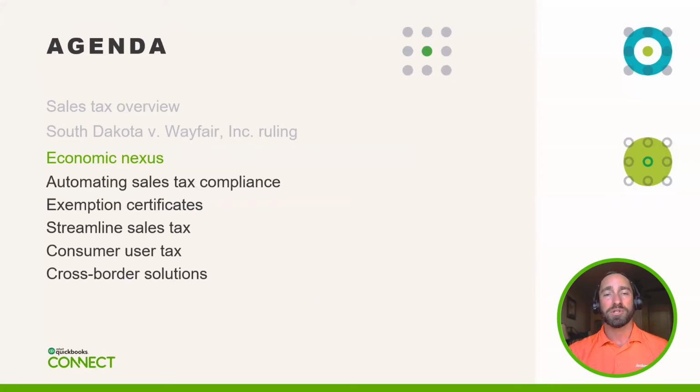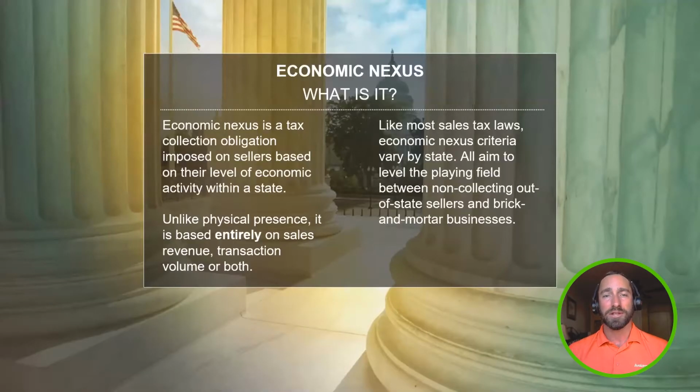Now, we touched on economic nexus, and I don't often like to read the slides, but this is a good one. So economic nexus is a tax collection obligation imposed on sellers based on their level of economic activity within a state. Unlike traditional physical presence nexus, it's based entirely on sales revenue, transaction volume, and again, some states it's "and" and some states it's "or." Every state is different, but the goal was to effectively level the playing field between non-collecting out-of-state sellers and those folks that had just a brick and mortar business.